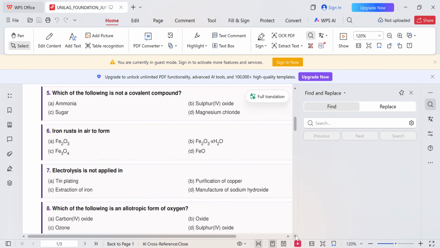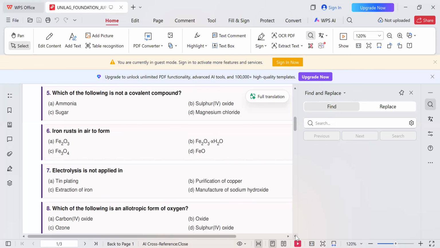So we have electroplating, purification of metals, and extraction of metals. These are applications of electrolysis. Then electrolysis is not applied in what? So we have our answer to be C. We don't apply electrolysis in extraction of iron, as iron is not part of what we extract in electrolysis.